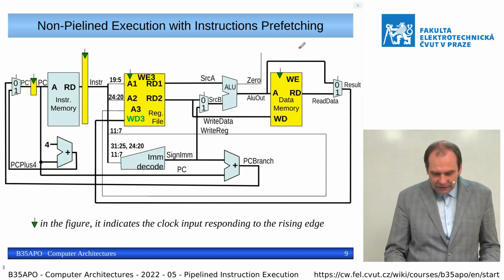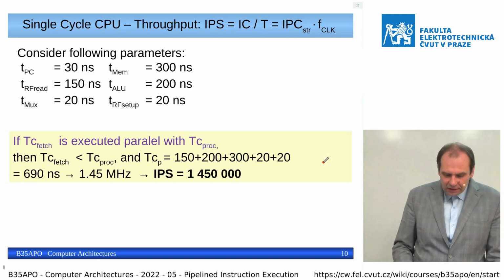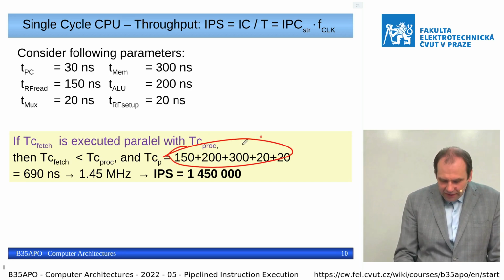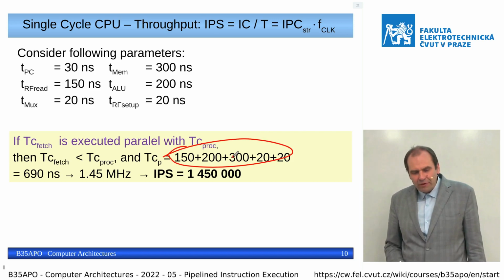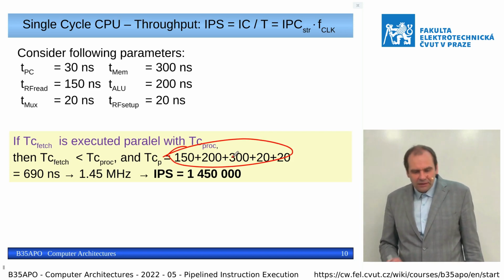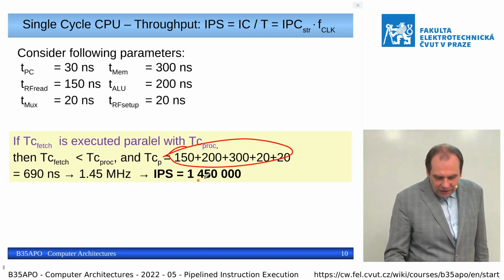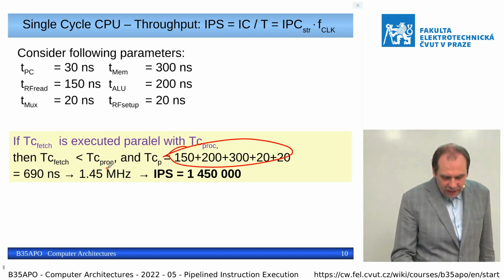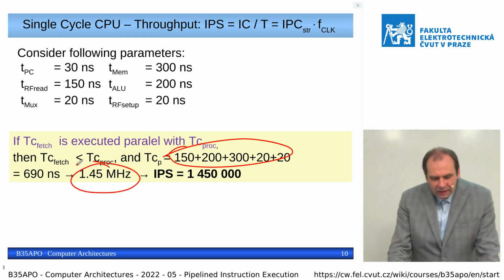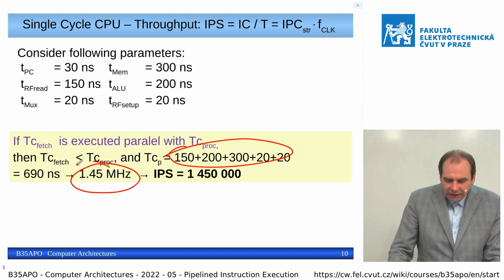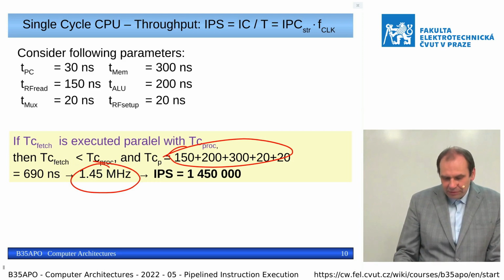So in this case, we can speed up the execution because now the longest path inside the CPU is the execution path on the second half, and we have there only the one long time of access to the memory, and there is no setup time for the program counter and so on. So in this actual design, we get to something like 1.5 megahertz, or million instructions per second. So this is the first speed up.